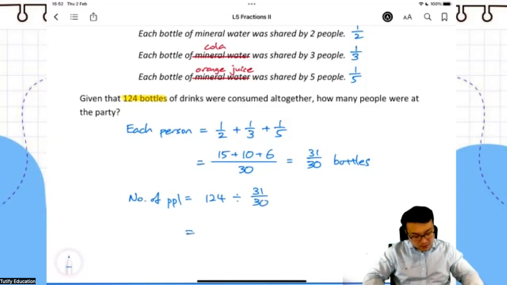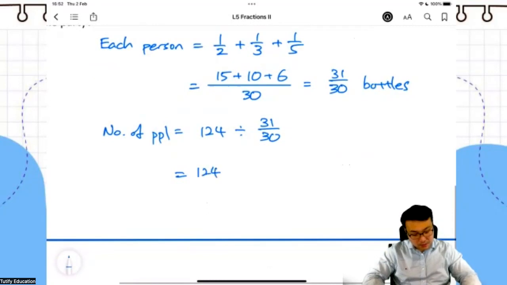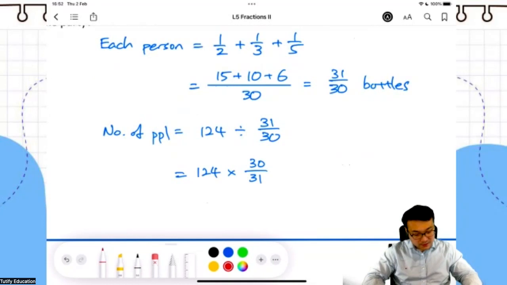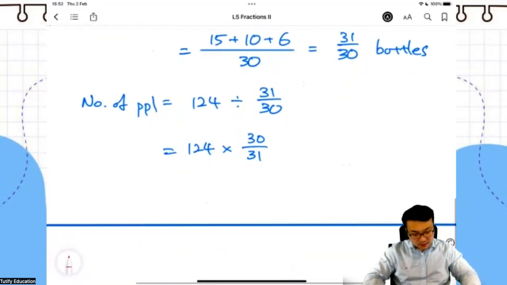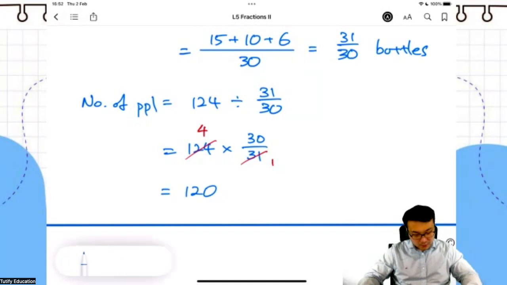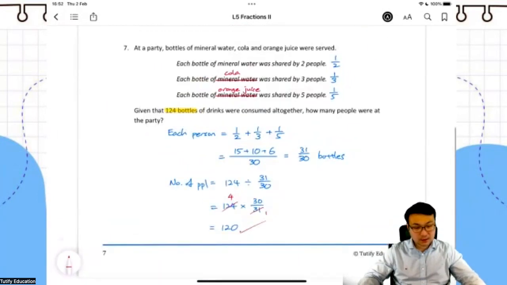Yes, very good. So I see a division sign. What should I do? Change to times, flip it. Very good. So can I simplify before I do anything? Divide by 31 and get 1. What is 124 divided by 31? 4. Very good. So my final answer is 4 times 30, which is 120. Well done. So how many people are there at the party? 120. Thank you, Nicholas. Good job.